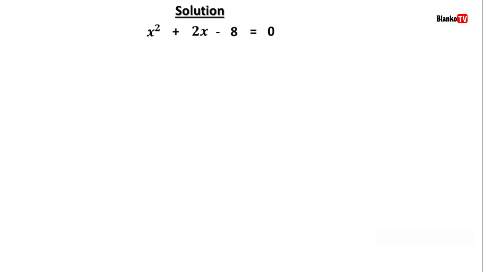Okay, so we have x squared plus 2x minus 8 is equal to 0. Comparing x squared plus 2x minus 8 is equal to 0 with ax squared plus bx plus c, we have a to be what? 1, b to be 2, and then c to be what? Negative 8. I hope you are following it.